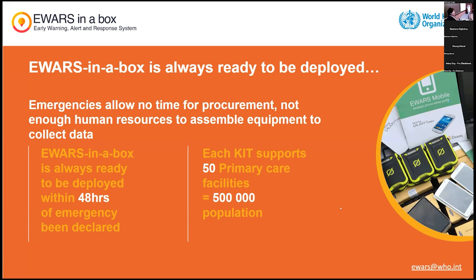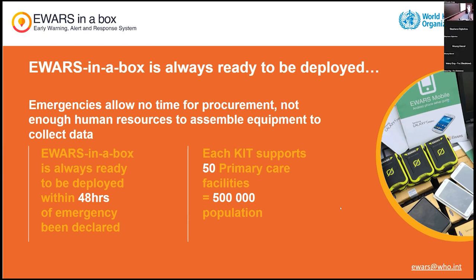So it's an early warning, alert and response in a box, basically a kit that can be sent, which will have the mobile phones with the app and a laptop for the surveillance office. And we most of the time know in these places during any disaster, whether it's conflict, war or natural disaster, there's no electricity. So there are solar chargers to charge the phone as well.